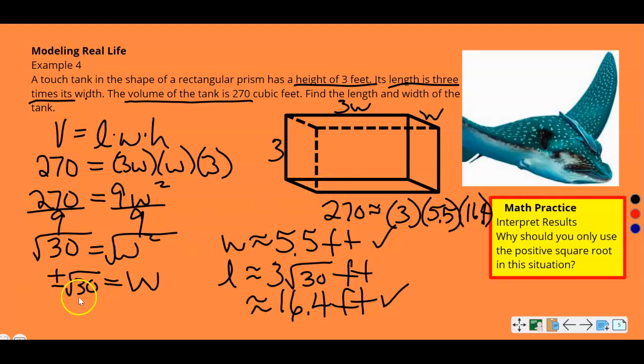All right, and you can see here that I only used the positive measurements. Why did I only use the positive measurements? Because we're looking at a real life situation. So we're looking at a tank, and the measurements, the length, the width, and the height, they can't be negative. So even though this said plus or minus the square root of 30, I only evaluated the positives, and that comes into this math practice here. You have to be able to interpret the results. And it says, why should you only have positive square roots in this situation? And again, that's because you have to have a positive distance, a positive length for each side of that tank.